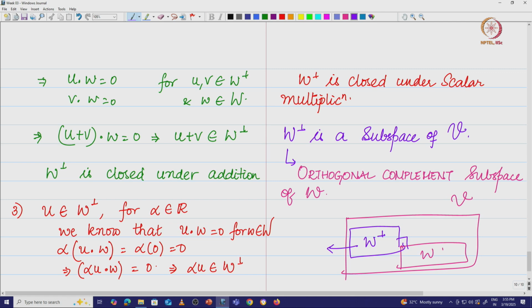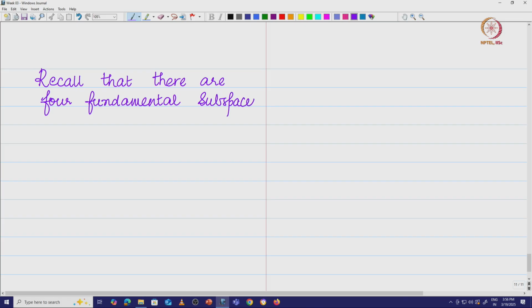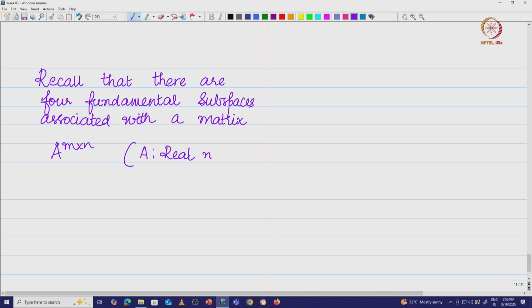Now, why did we study this? What is the use of studying this? We want to look at something interesting. Recall that there are 4 fundamental subspaces associated with a matrix A, m by n. We will say the matrix A is a real matrix, that means it contains real number entries as its elements.